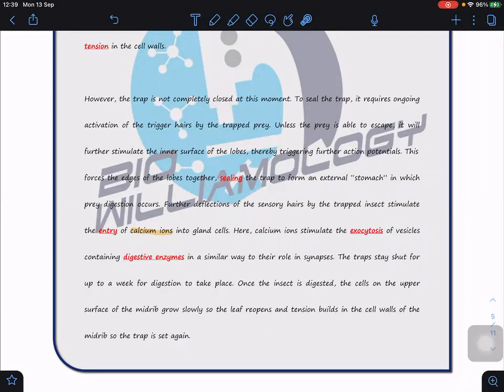So the trap stays shut for about a week for digestion to take place. When the digestion is done, the cells on the upper surface of the midrib grow slowly so that the leaf reopens and tension builds in the cell wall of the midrib, so the trap is set again. So how the tension is generated or set, we do not know at this moment. But when we look at it, it appears that there is a tension that is actually set on the trap. Okay.